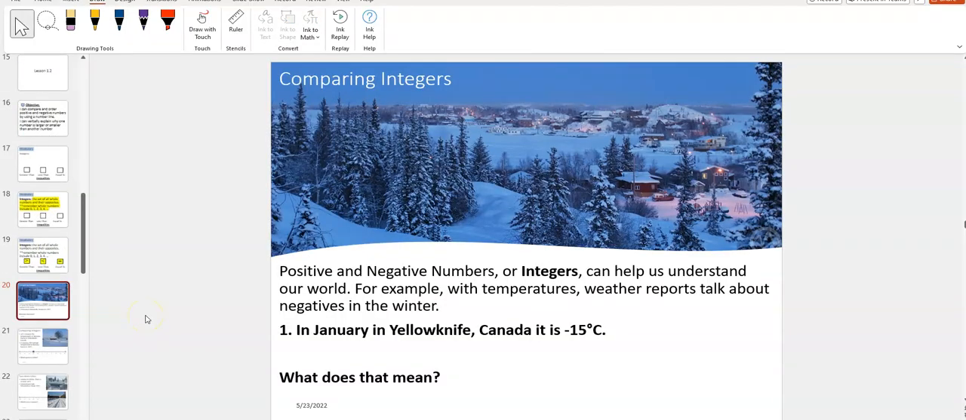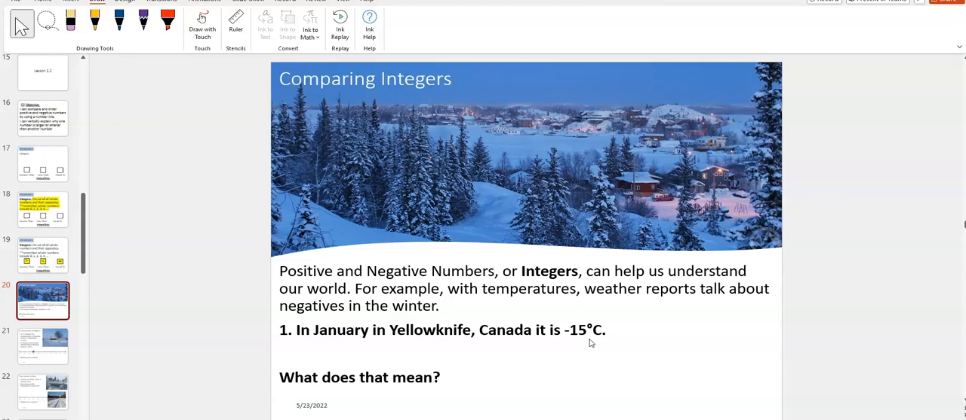All right, now that we have our vocabulary down, we're ready to start talking about some real world things. So positive and negative numbers, or integers, can help us understand our world. For example, with temperatures, weather reports talk about negatives in the wintertime. This is an image of Yellowknife, Canada, in January. And Yellowknife, Canada is usually an average of -15 degrees Celsius. So what does that mean? When somebody wakes up and they look out the window and they look at the thermometer or the weather app and it says it's -15 degrees Celsius, what does that mean?